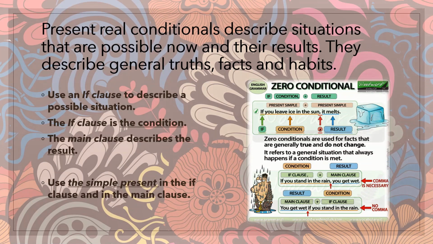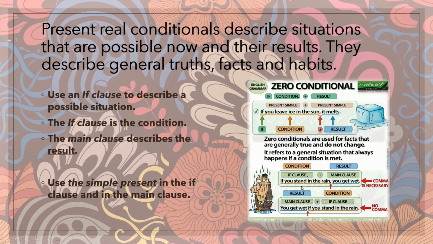Let's take a look at some examples. The present real conditional is also known as the zero conditional. If you see over here, we have the example with this structure. Like, if you leave ice in the sun, comma, it melts. First, we have the condition, right? If you leave ice in the sun, we can assume, and we already know, that the result is going to be that the ice is going to melt. Remember that this zero conditional is used for facts that are generally true and they don't change. They refer to general situations.